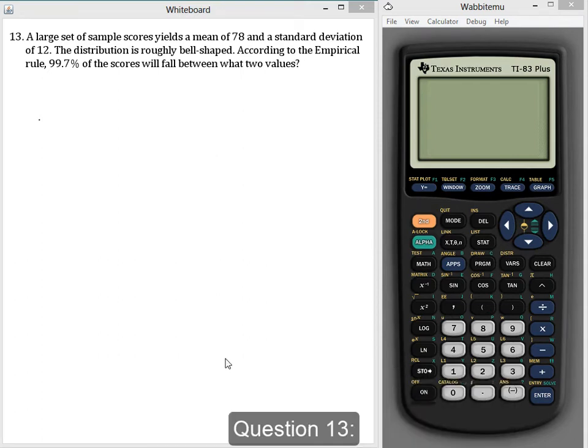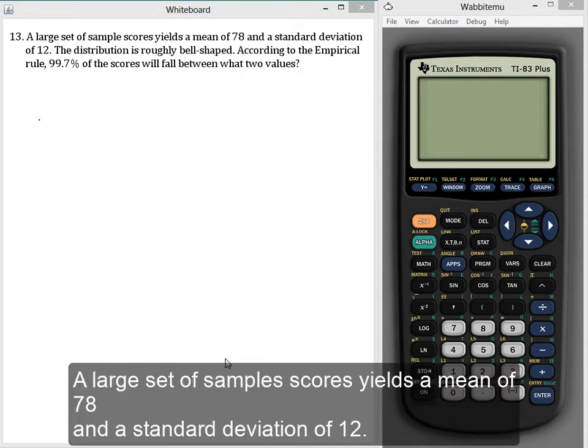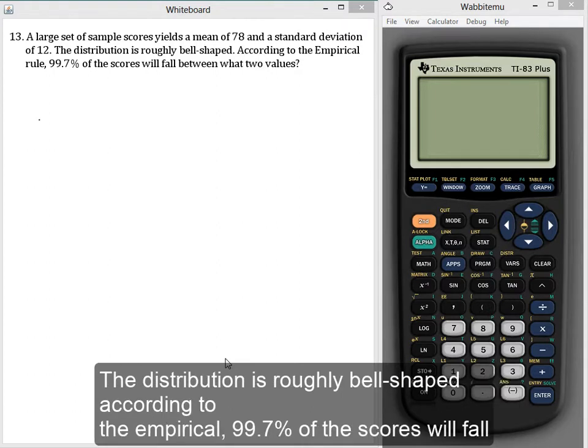Number 13. A large set of sample scores yields a mean of 78 and a standard deviation of 12. The distribution is roughly bell-shaped. According to the empirical rule, 99.7% of the scores will fall between what two values?